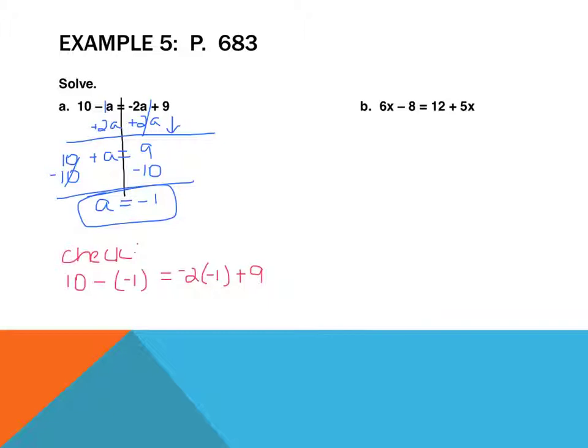So when I have a minus negative, that makes it a plus. So 10 plus 1 is 11. -2 times -1 is +2. Bring down my plus 9. 2 plus 9 is 11.